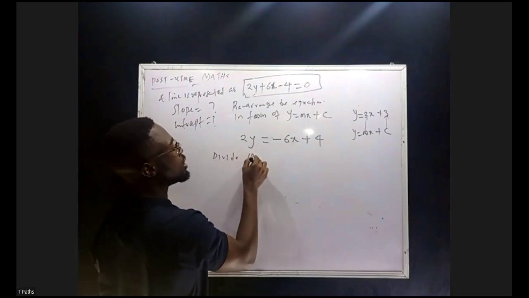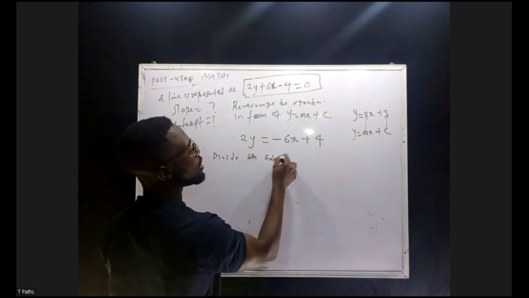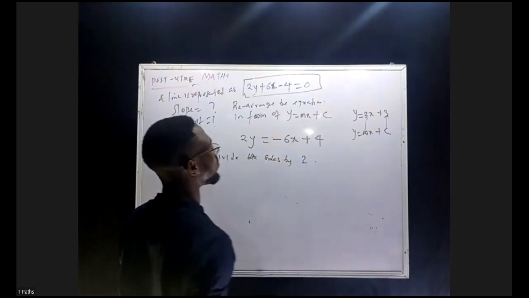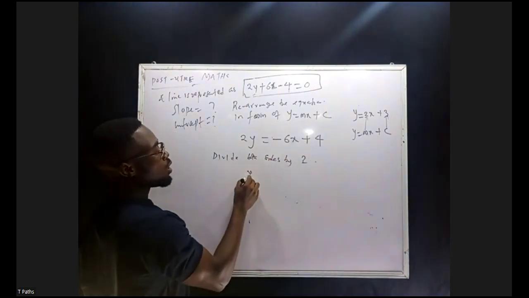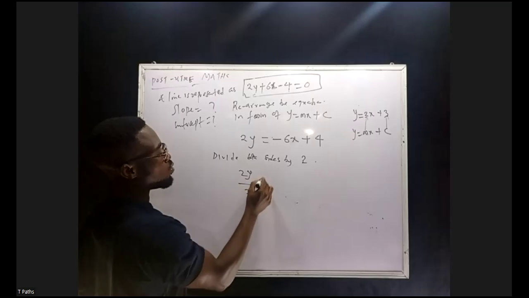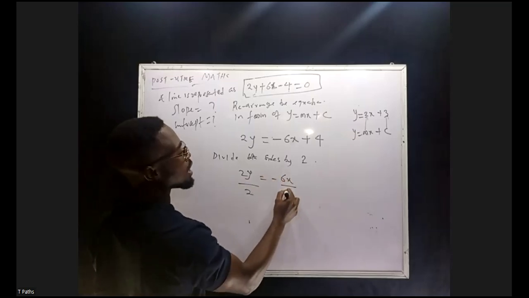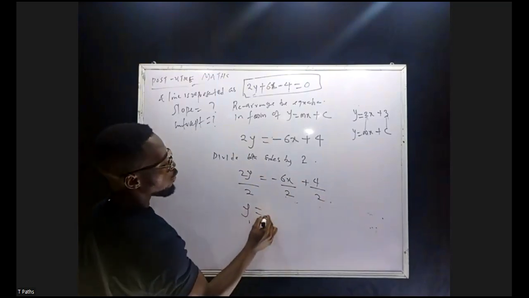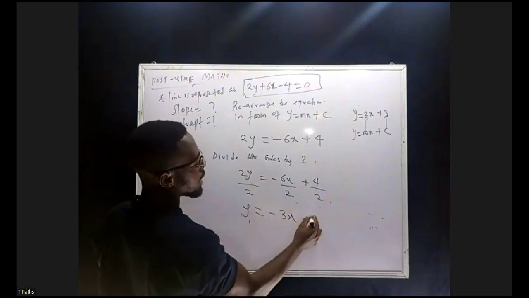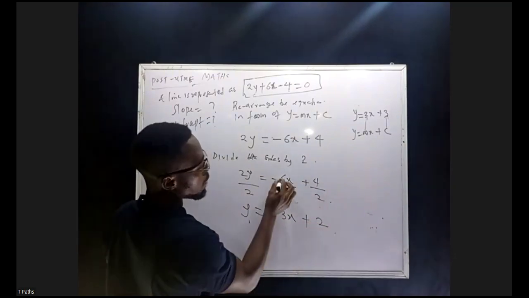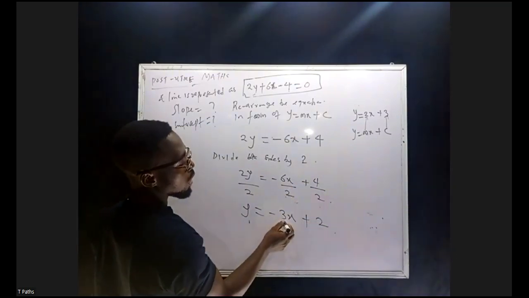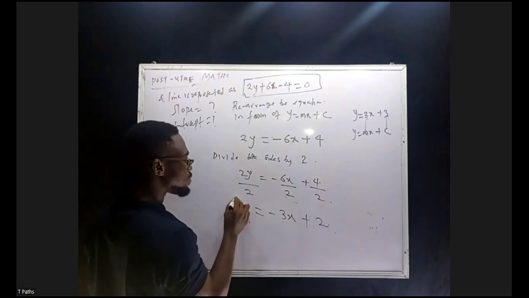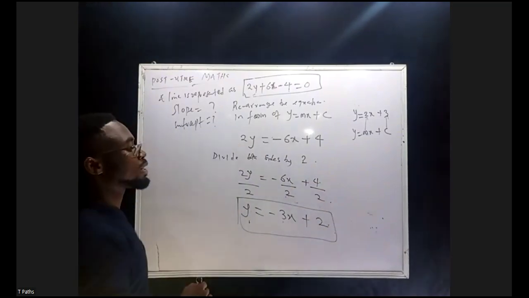I will now divide both sides by 2. When I divide both sides by 2, what do I have? 2y divided by 2 equals -6x divided by 2 plus 4 divided by 2. So y equals -3x plus 2. -6 divided by 2 is -3, and 4 divided by 2 is 2. So I've transformed that equation into this format.